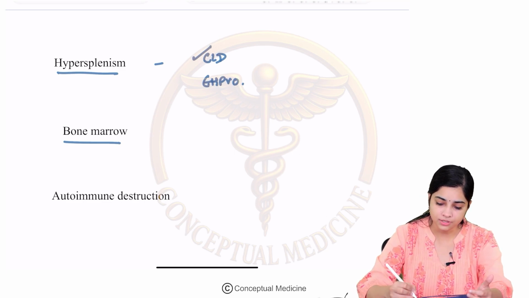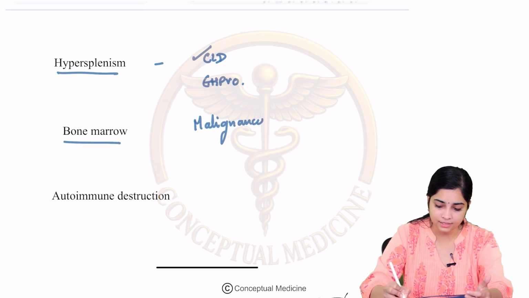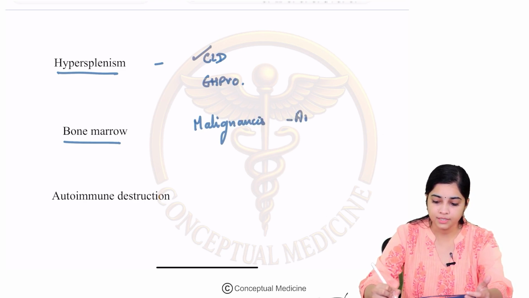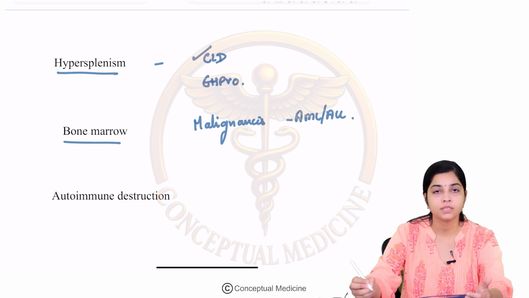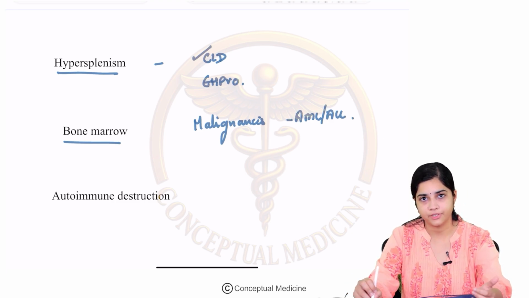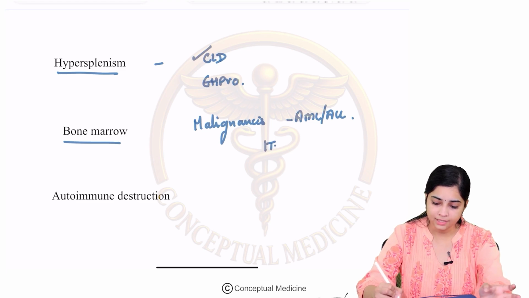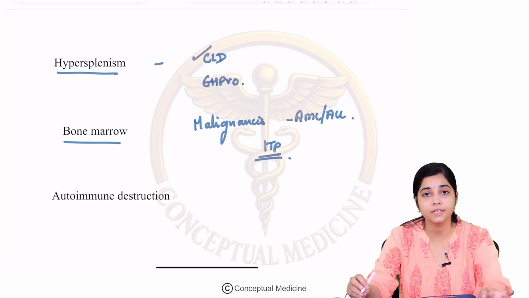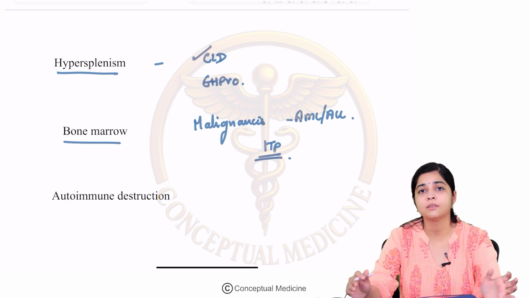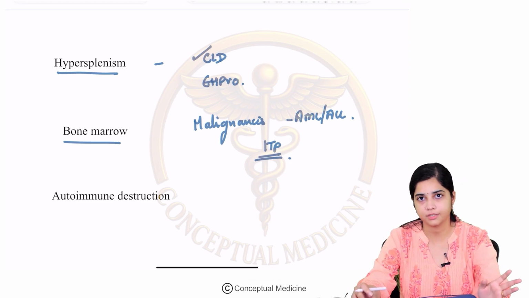So what are those conditions, right? Most of the malignancies, especially the acute malignancies AML and ALL, can cause bleeding because of infiltration into the bone marrow, or it can also be because of specific disorders which affect the marrow. For example, ITP, right? So this is immune thrombocytopenic purpura where there can be suppression of platelet production as well.